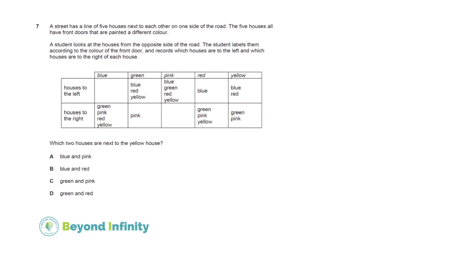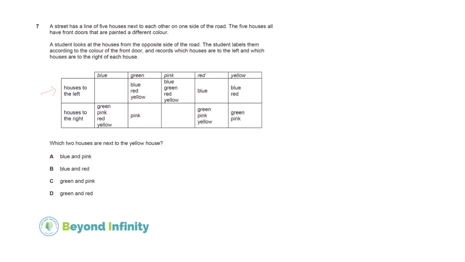Imagine if you're looking across a bunch of houses from opposite the street, right? It doesn't matter whether you're counting from the left or looking at what house is to the left of what house or what house to the right of what house. The order is still going to be the same. So really, you don't need both 2 rows of information. All you need is to analyze one of them. For example, houses to the left.